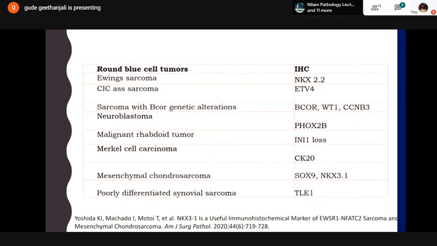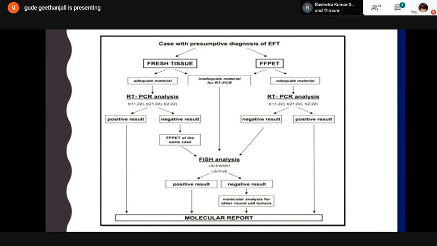So if it is something we cannot solve with immunohistochemistry, or we want to further confirm, we can do the molecular genetic studies. If we have any tumor where the presumptive diagnosis is of the Ewing's category of tumor, we can take that fresh tissue and send it for PCR analysis, or we can also use the frozen or formalin-fixed paraffin-embedded tissue if the material is adequate. For adequate material, we should have at least 1,000 cells with good RNA material, because we do an RT-PCR.